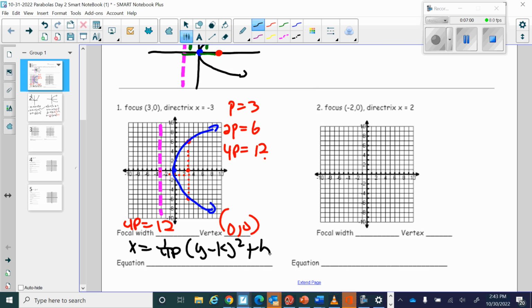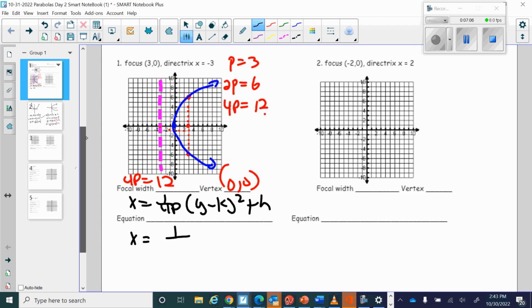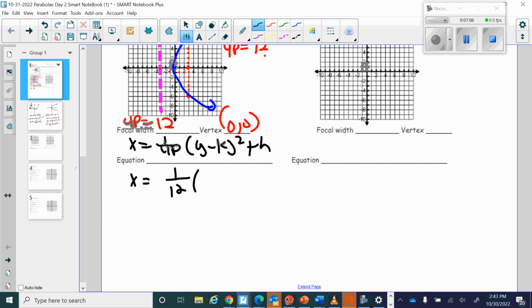Let's plug in those values now. So x is equal to 1 over 4p. We know 4p is 12, right? So that's 1 over 12 times y. My k is 0. That's my h. That's my k. So (y minus 0) squared plus 0. Now remember, we don't write y minus 0, and we don't write plus 0.